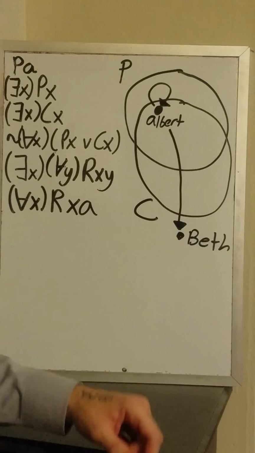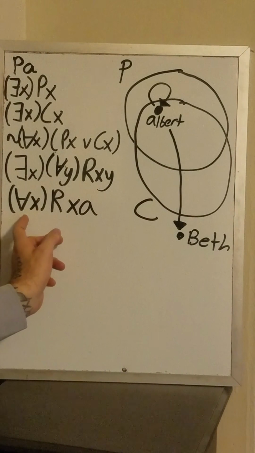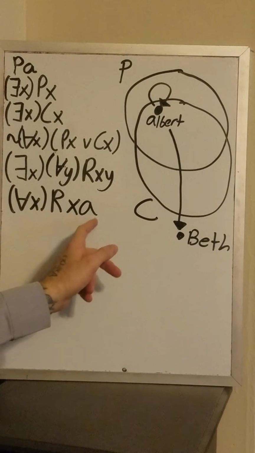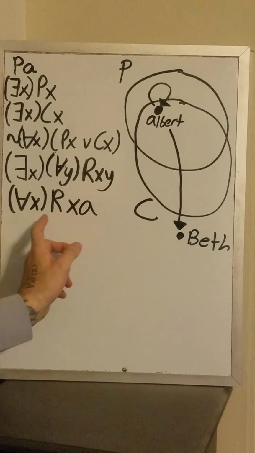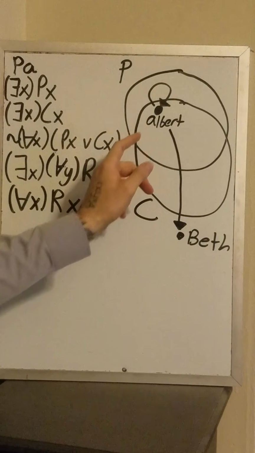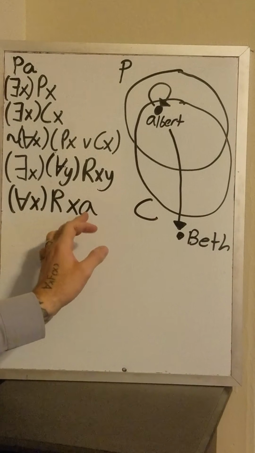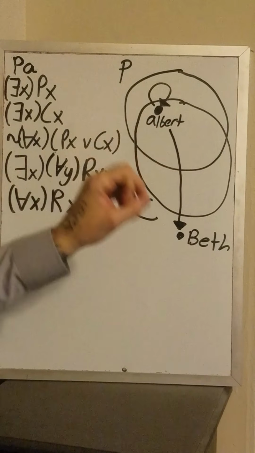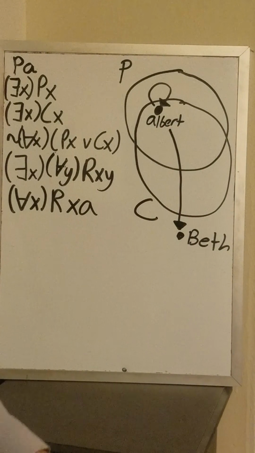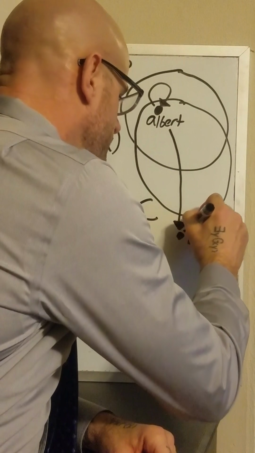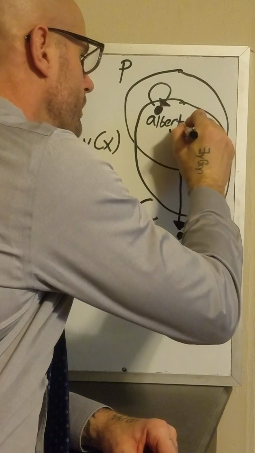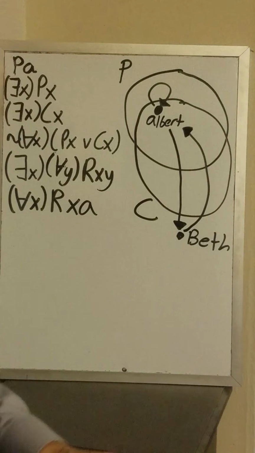So there we go. And now everyone respects Albert. Remember, A is Albert, the constant that we decided is going to pick out this object. Albert respects Albert, but we need Beth to respect Albert now. That's easy to do. We just draw an arrow. So, okay, we're done.